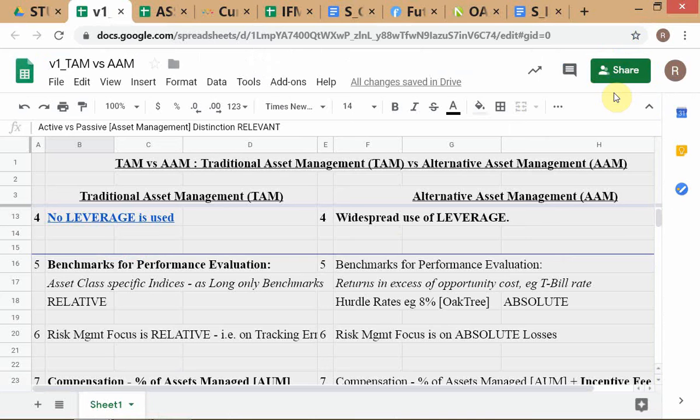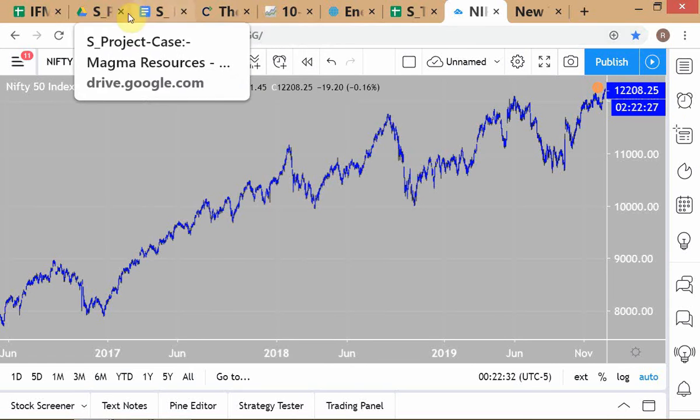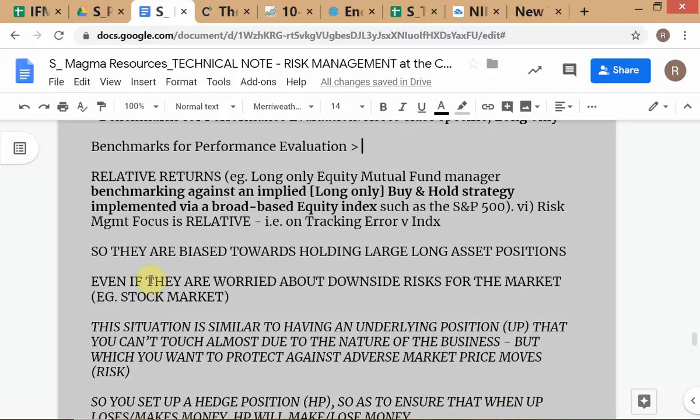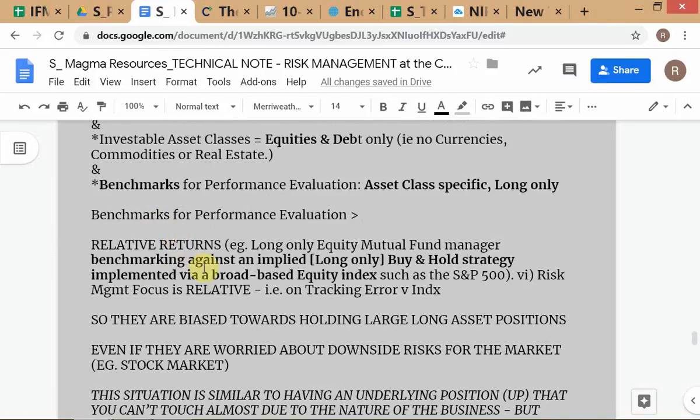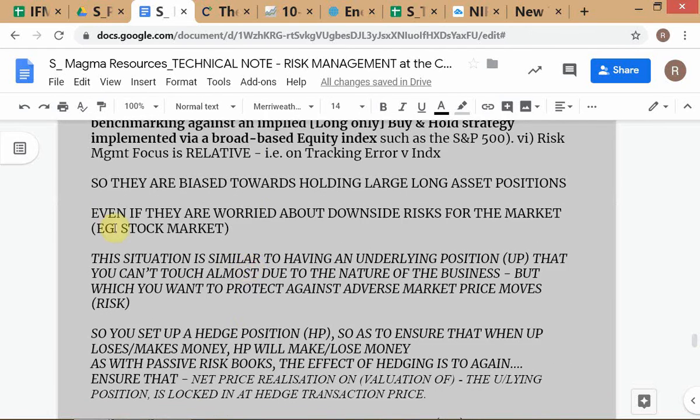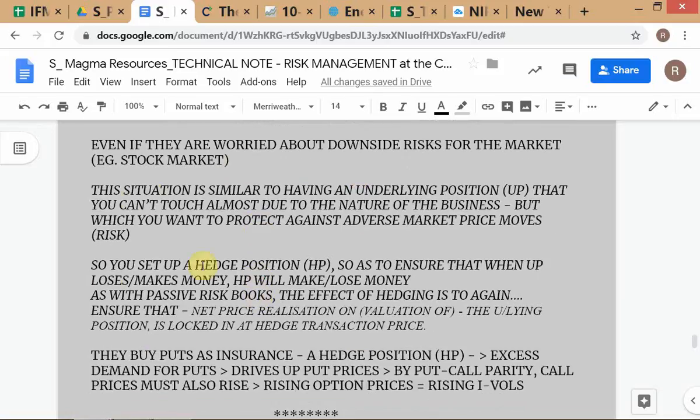Yes. Okay, so that's why, when these guys are bearish, what I've written down here is all the logic. Because they are evaluated based on relative returns, they have a long only approach, so they are biased towards holding large long asset positions even if they are worried about downside risk for the market. The stock market is an example. This is what I've just told you, and it's already written over here, that this basically creates a hedging kind of situation. So now what do they do? Is everyone following so far?